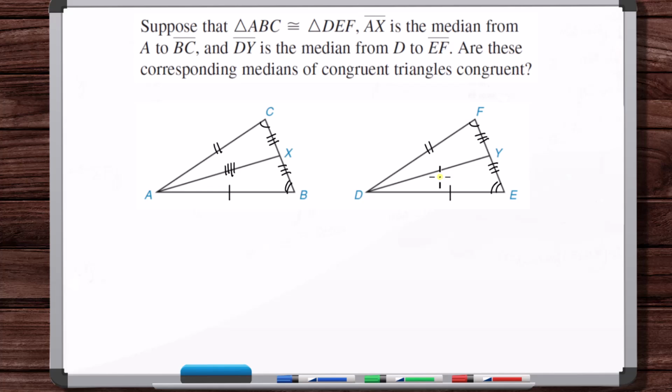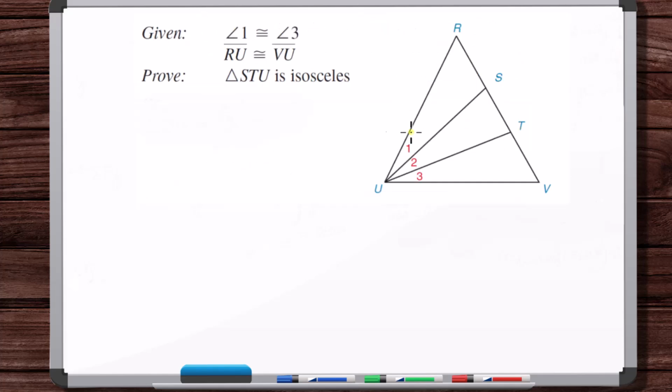The medians. So the whole point is that they're wanting us to note that corresponding medians and corresponding angle bisectors of congruent triangles are congruent. Corresponding anything of any congruent triangles is going to be congruent. It's the same triangle. If you have two congruent triangles, then any feature that you add, as long as you're adding the same feature on the other triangle, they're going to be equivalent.